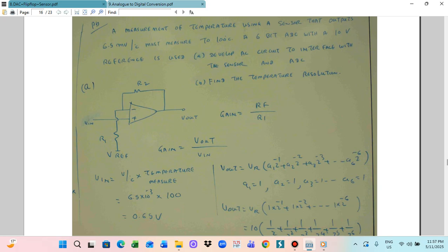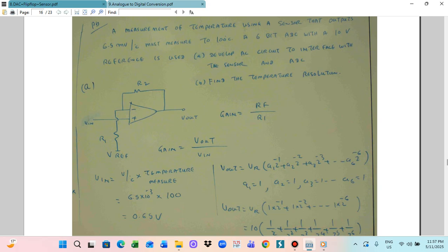So the volt per degree centigrade is 6.5 millivolt, 6.5 into 10 power minus 3 volt per degree centigrade. Then you have to measure the temperature, and in this case the temperature to measure is 100 degree centigrade. So 6.5 into 10 power minus 3 multiplied by 100, and by solving this, the voltage will be 0.65 volt.